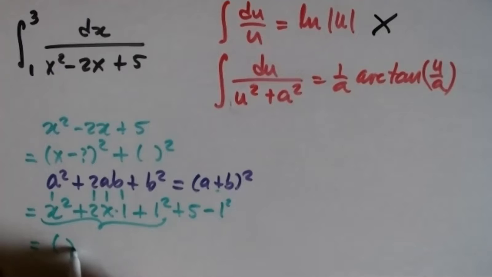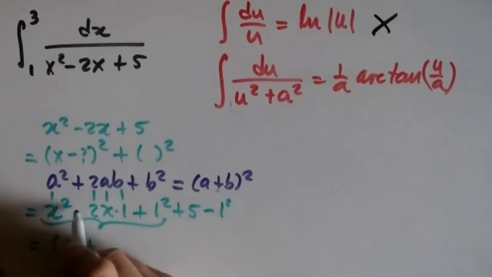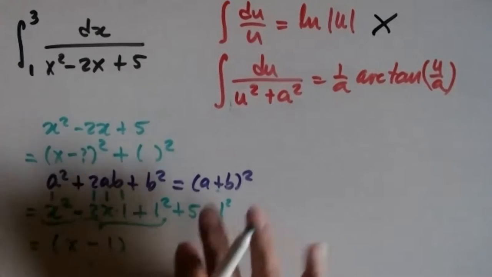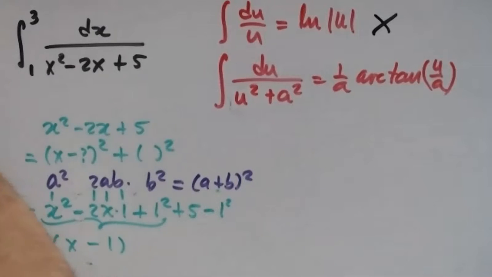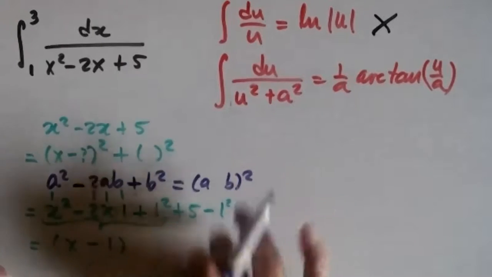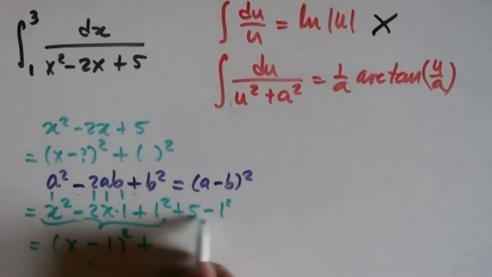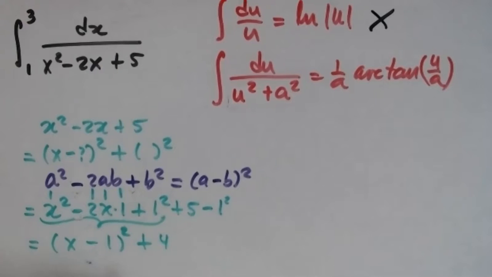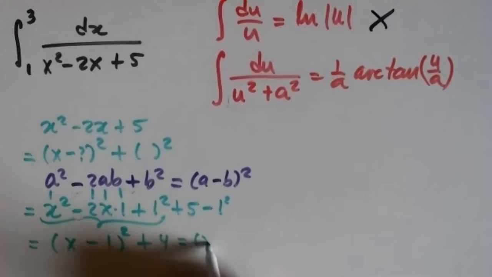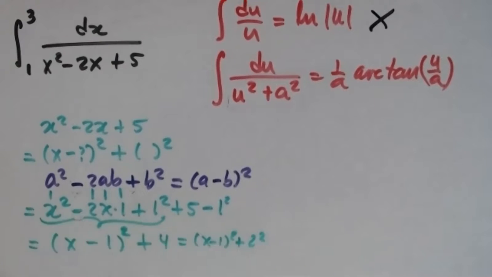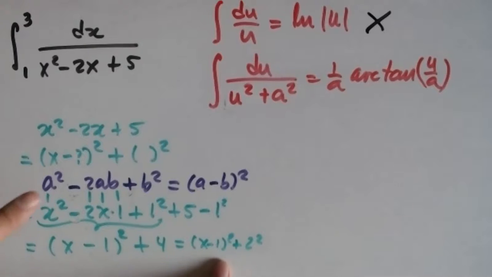So you have x plus, no, it's minus here, it's minus 1, the same formula, squared plus, here you have 5 minus 1, 4, correct? And well, this is 2 squared. So this is x minus 1 squared plus 2 squared. Okay, well, this original expression is this one right here. So what I'm going to do is move my expression to this and then to this one.